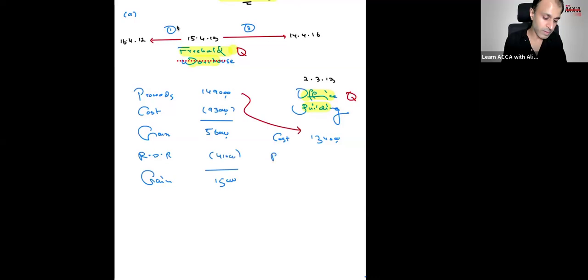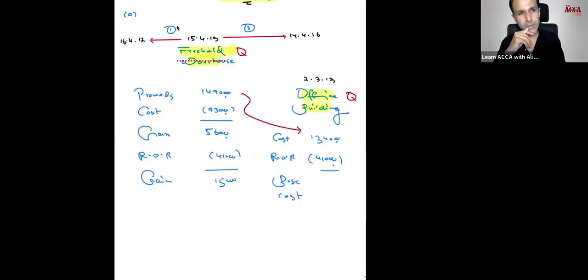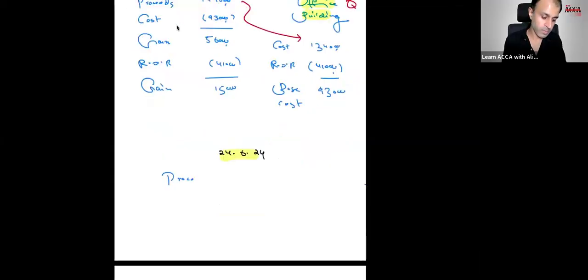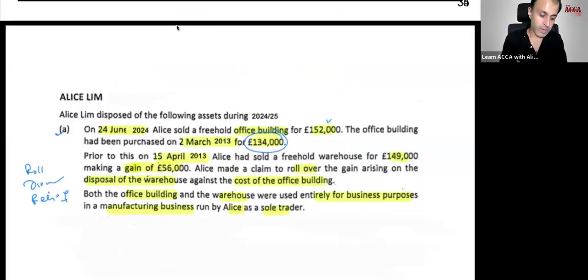That's gonna be 41,000. So I will have to subtract that amount with the idea of getting the base cost. The base cost is gonna be 41 minus 134. It's 134 minus 41, 93,000. This is the base cost of this office building, which they later came to sell on 24th of June 2024 for $152,000.